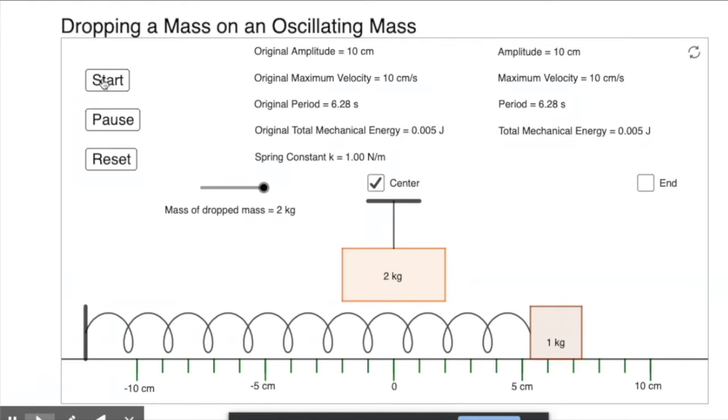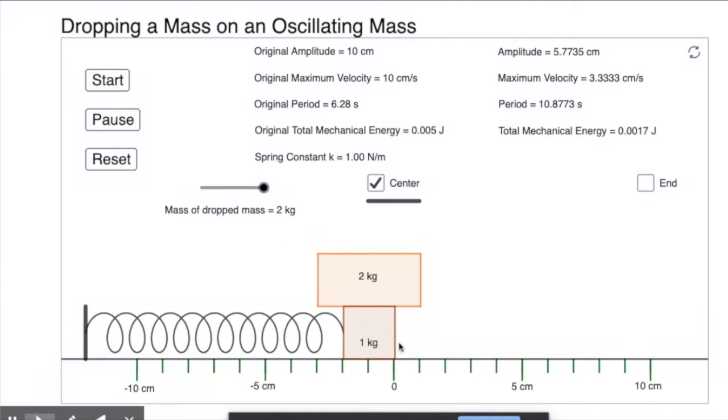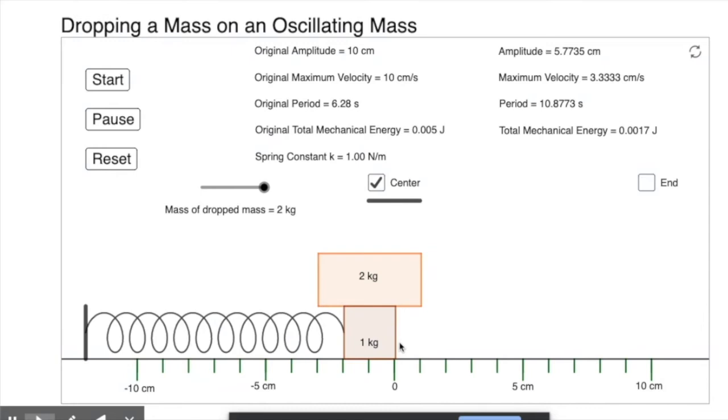And so when I hit start, the block is going to drop. And now because this block has kinetic energy when it collides with the other block, that means there is kinetic energy available to be lost in the collision. That's the idea. And so because the 1 kilogram block has kinetic energy when the 2 kilogram block is dropped on top of it, some of that kinetic energy that it has is lost.